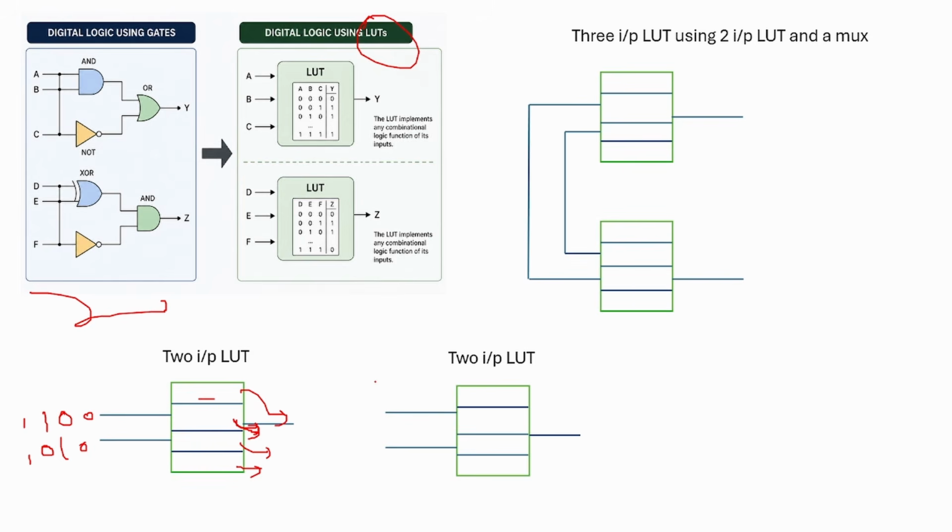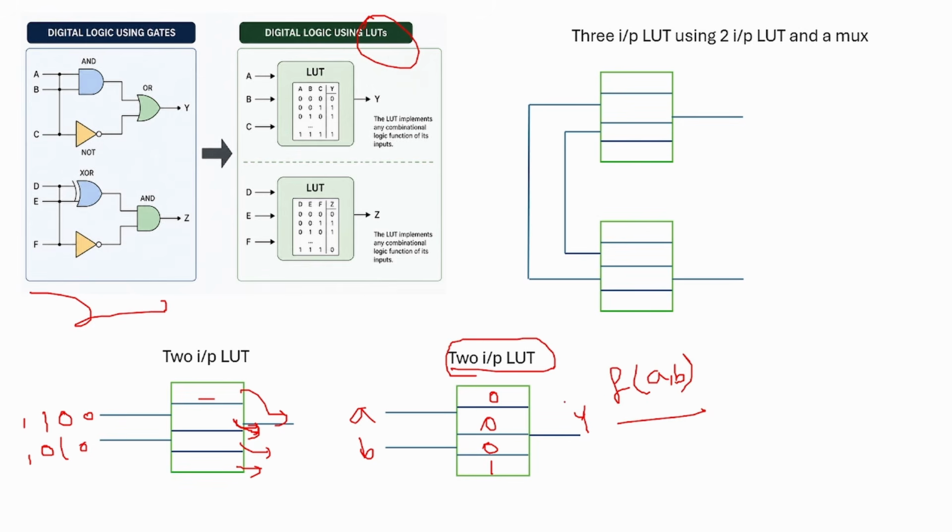Suppose I want to implement a basic AND gate, then I need to put 0 for 0, 0; 0 for 0, 1; 0 for 1, 0; and 1 for 1, 1. So depending on the A and B which you give as the input, the corresponding output will come. So basically, by using a 2-input lookup table, we can implement any 2-input Boolean function.